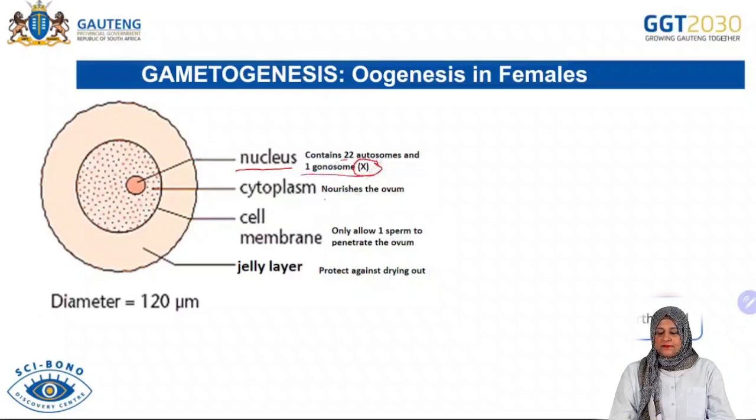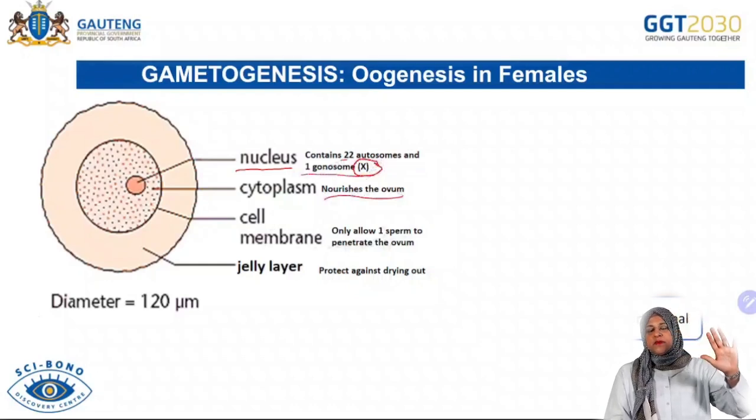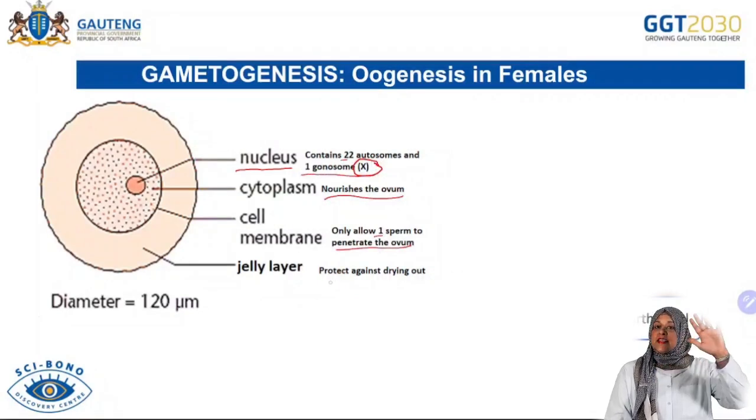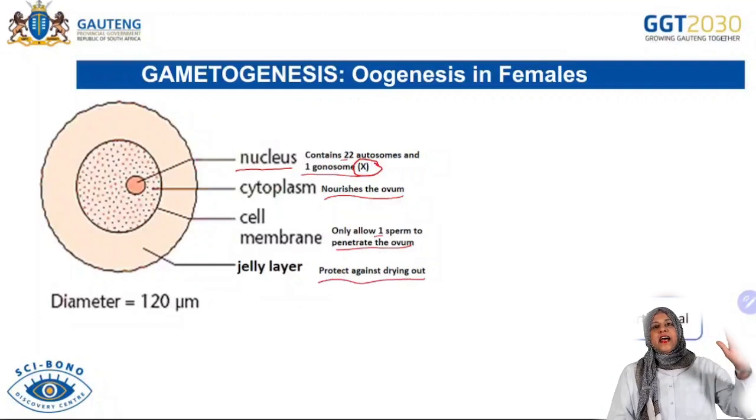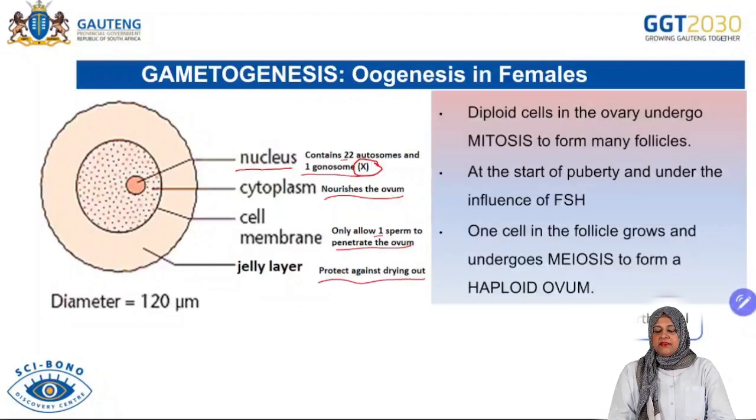drying out. Now, if we look at oogenesis in females, remember there's diploid germinal epithelial tissue lining. Just as it was lining the testes for males, it lines the ovaries for females. And then these cells undergo mitosis to form many follicles. At the start of puberty and under the influence of the follicle stimulating hormone, which we will abbreviate as FSH, one cell in the follicle grows and undergoes meiosis to form a haploid functional ovum.